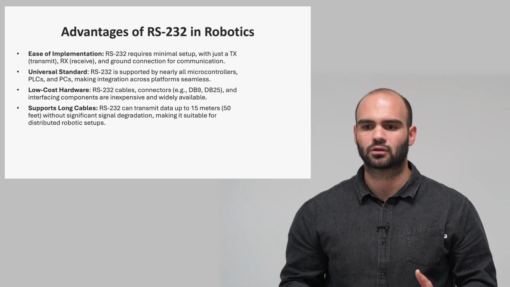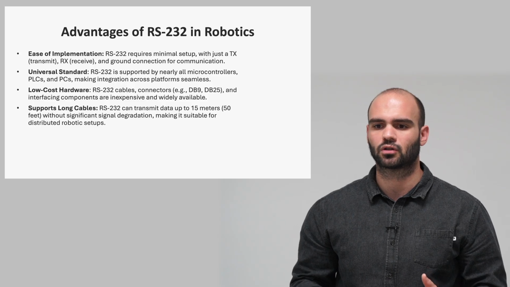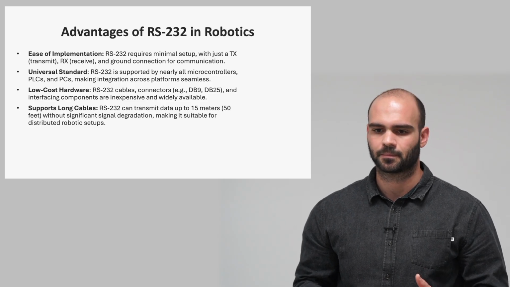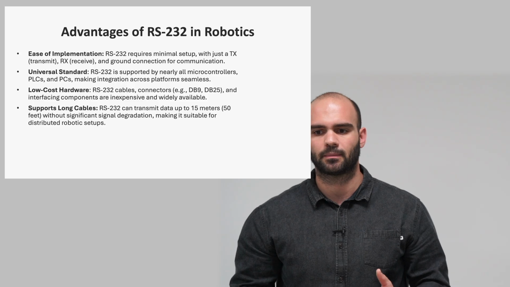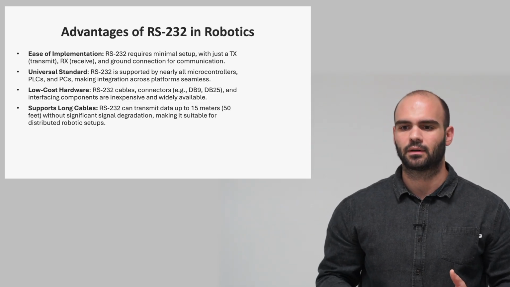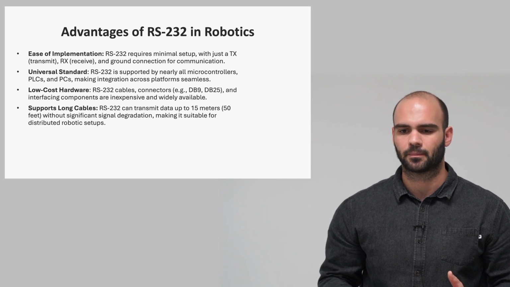Let's look at why RS-232 is still a popular choice in robotics and industrial systems. First, it's very easy to implement. You only need 3 connections: transmit, receive, and ground. That makes setup simple and quick.